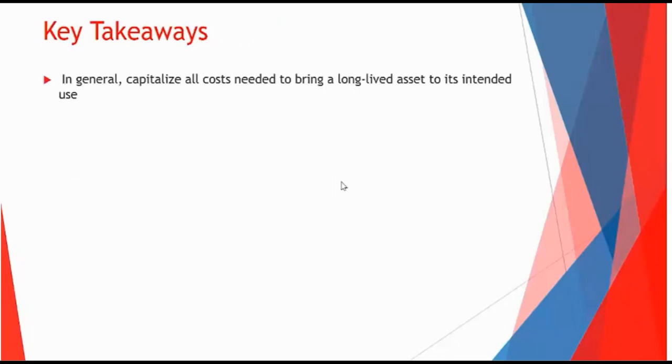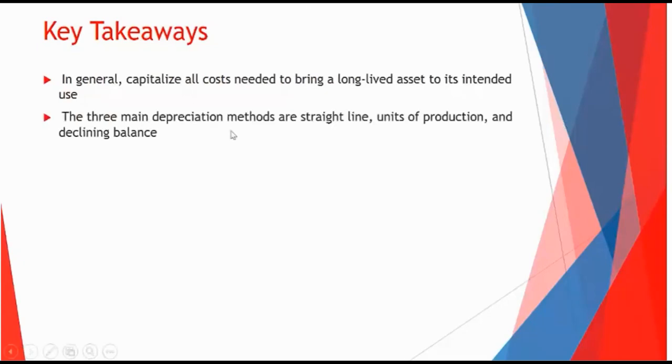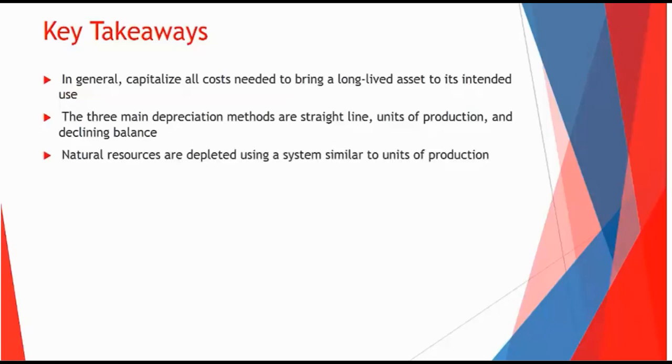Some of the key takeaways here. So, what do we capitalize? Any cost to bring the asset to its intended use. After it is at its intended use, we want you to know how to depreciate using 3 methods: straight line, units of production, or declining balance. After that, we got a little bit into natural resources, so we're going to deplete them, and that's very similar to units of production.